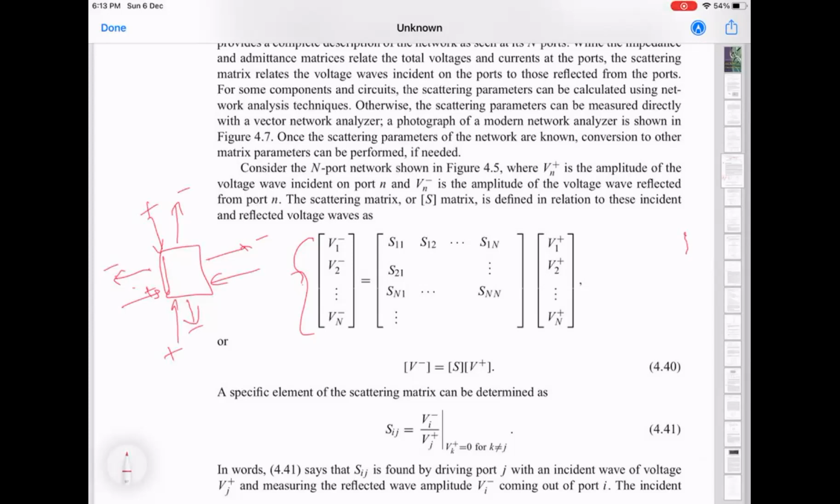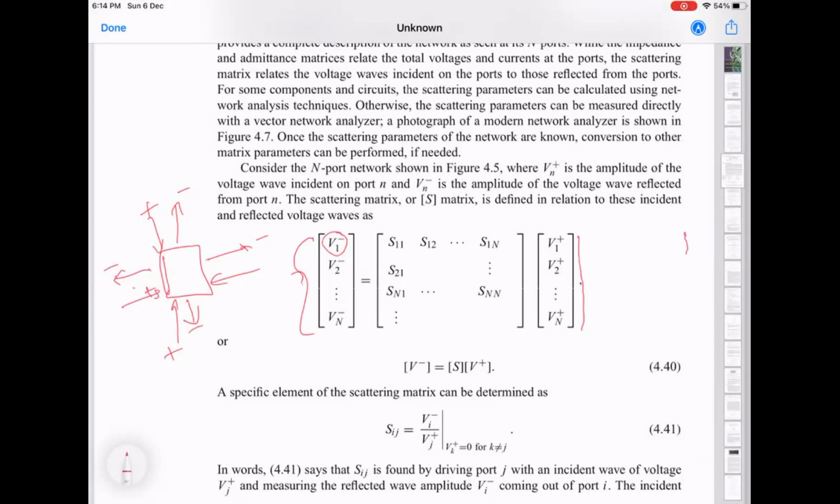And then basically it just relates each outgoing voltage wave at a particular port to all the other incoming waves at all the other ports, including the port itself. So V1 minus will be S11 into V1 plus, S12 into V2 plus, and so on and so forth. And now you can see the numbering convention which I had mentioned maybe a few lectures back, of what it means.